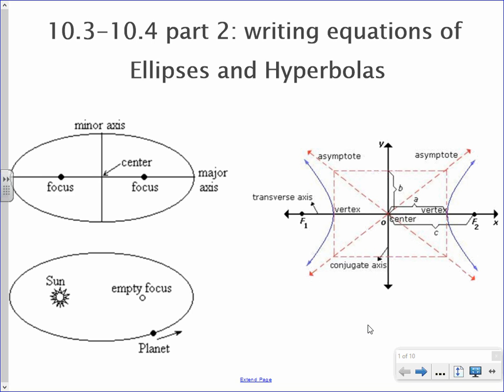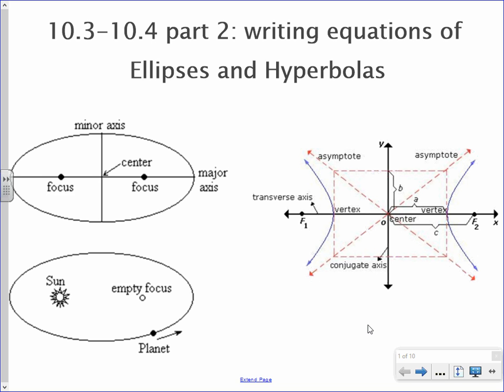So today we are going to combine ellipses and hyperbolas. They're very similar in how we set them up and find information. And we're going to work backwards. So I'm going to give you information about a graph, and I'm going to ask you to write the equation. Okay? So just a reminder of some things that we know about an ellipse.